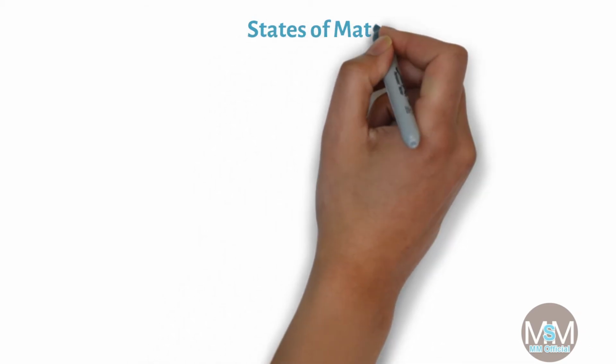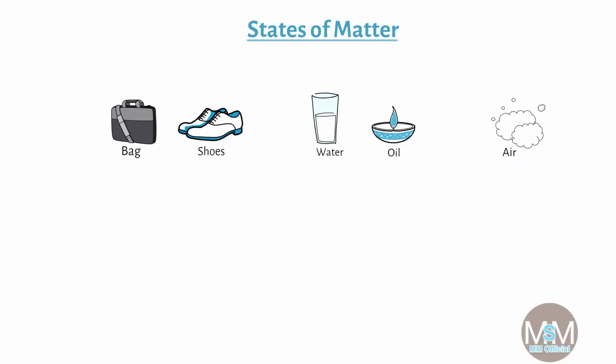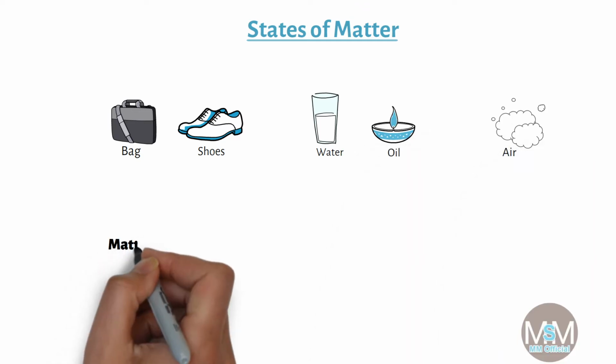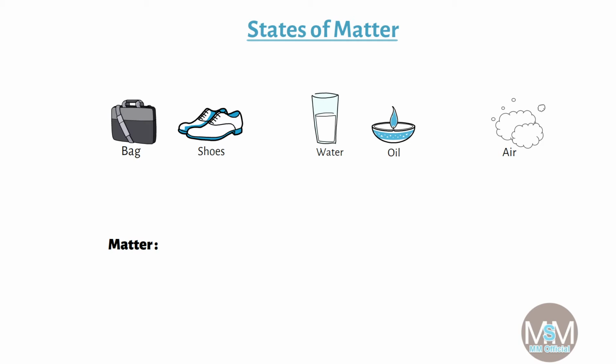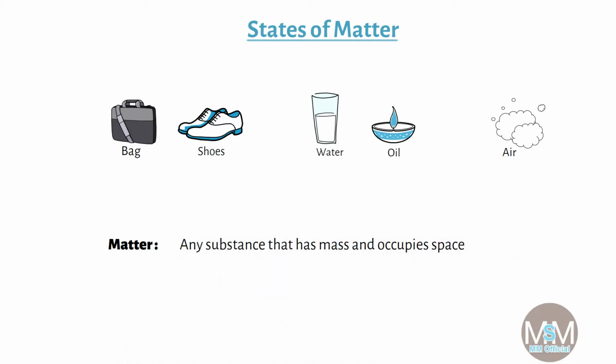States of matter. When you look around in your house or your classroom, you may see a lot of things. For example, your bag, shoes, water, oil, the air around you, etc. You can think of matter as any substance in this universe. Hence, the different things you see around are all examples of matter. In other words, anything that has mass and occupies space is called matter.